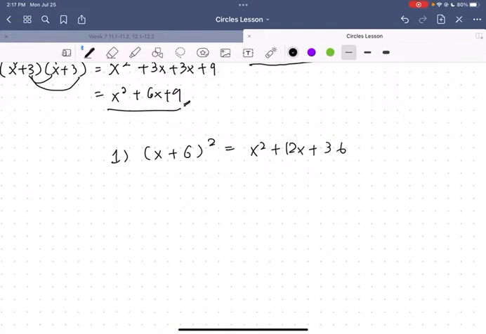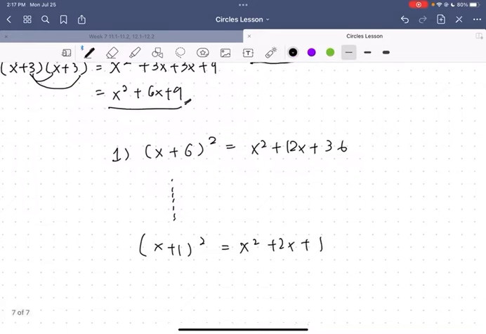You also want to know what x plus 1 the whole squared is, which is x squared plus 2x plus 1, and you want to know everything in between. So x plus 1, x plus 2, x plus 3, x plus 4. As soon as you see it, you should be able to recognize it and change it to either form. So either this way or that way.